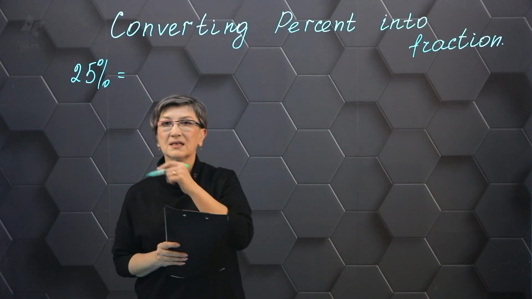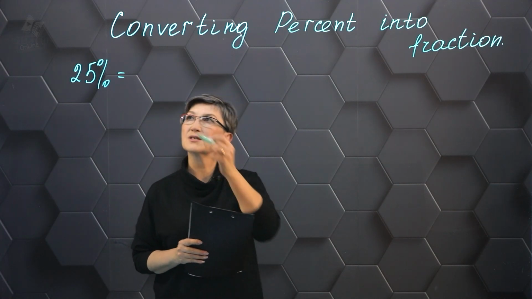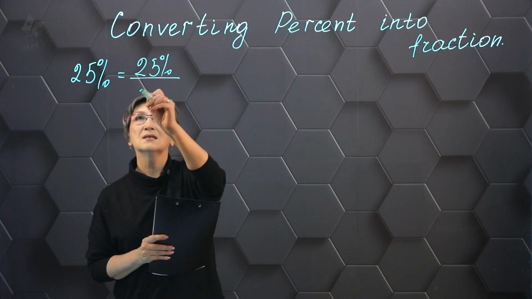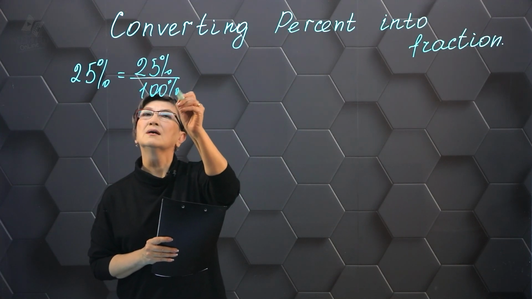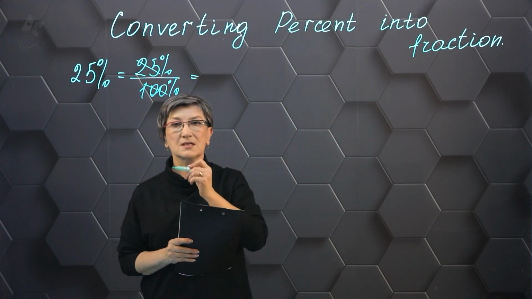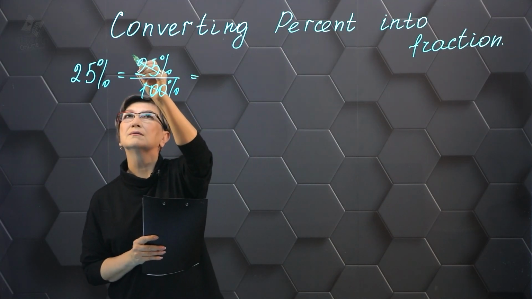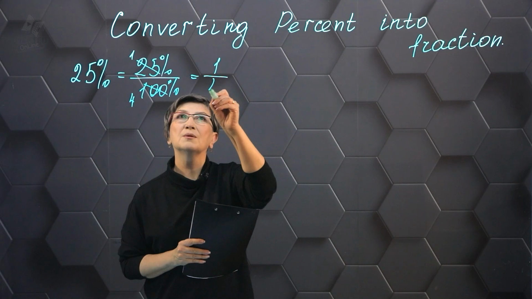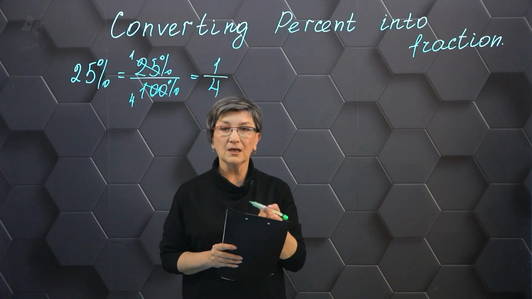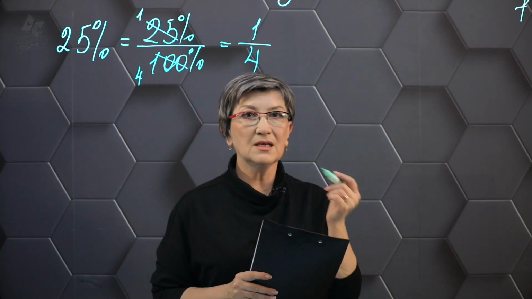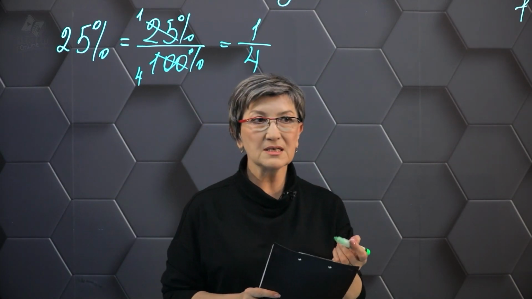In order to write percentages as fractions, you must divide the percentages by 100. Divided by 100. What is the result? 25 and 100 I reduce by 25, and that leaves 1 and 4. And then I get the fraction 1/4. By the way, you need to remember that 25% is 1/4, that 50% is 1/2.